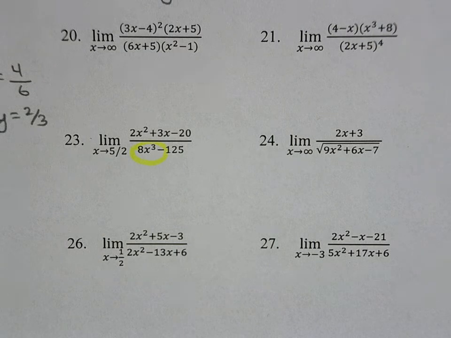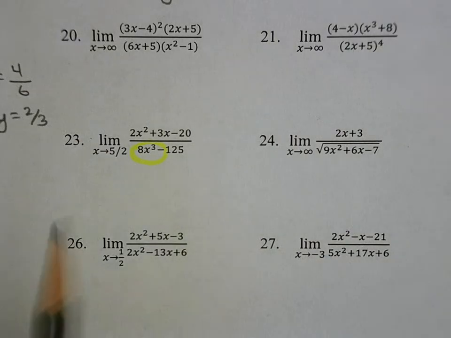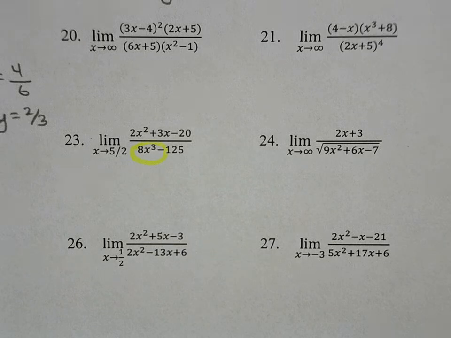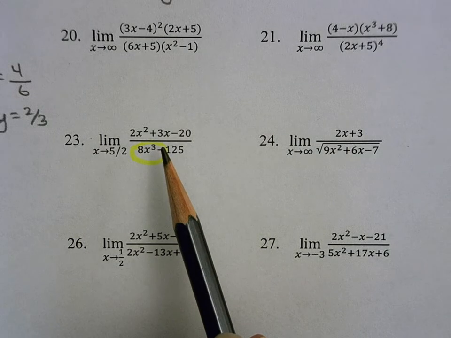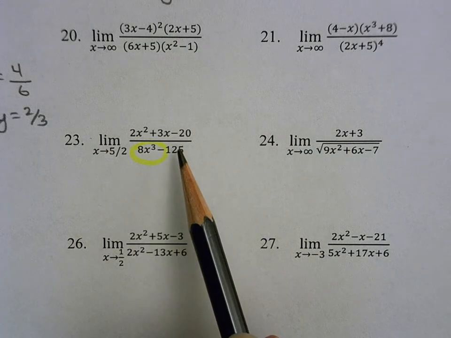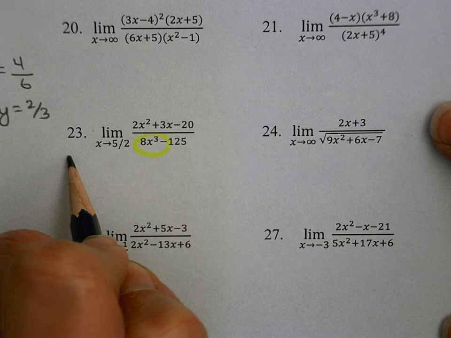So I'm going to use my calculator, and I'm just going to plug in the 5/2. So multiply 2.5 times itself, and then times 2, and then plus 3 times 2.5, and then minus 20. So that would give me 0.